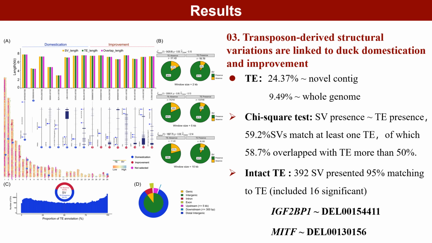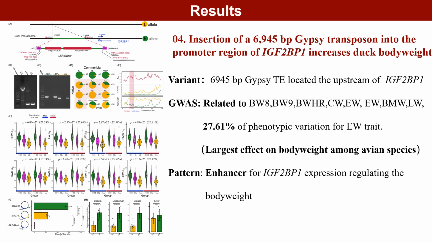More and more evidence shows that transposons have a significant impact on the production of SVs. To verify this finding, we conducted a chi-square test and found that the frequency of SV occurrence is significantly related to the frequency of transposons. To verify this conclusion, we further analyzed the TE located upstream of IGF2BP1, del 00154411, and the TE inside MITF, del 00130156.